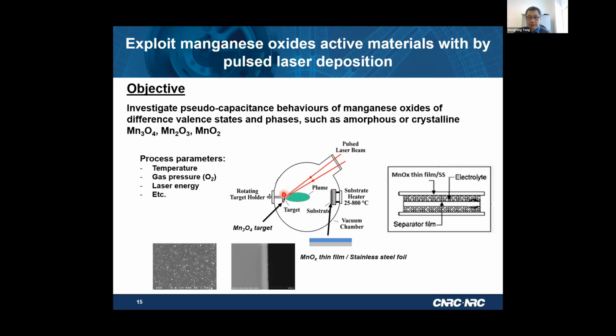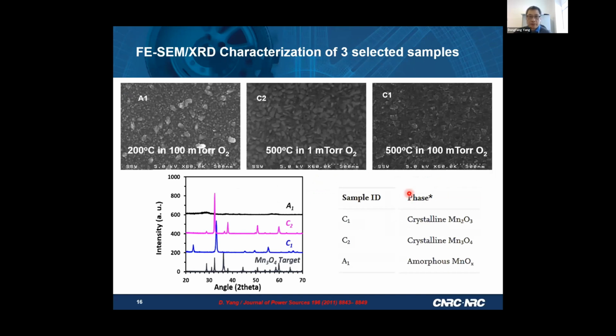So basically, you use a manganese oxide target here. You control the temperature, you control the oxygen pressure, then you are able to produce different oxidation states of manganese oxide, and then you put it into a supercapacitor to measure its performance. So this gives an example at different temperatures and different oxygen pressures. It was able to produce 3 different phases.